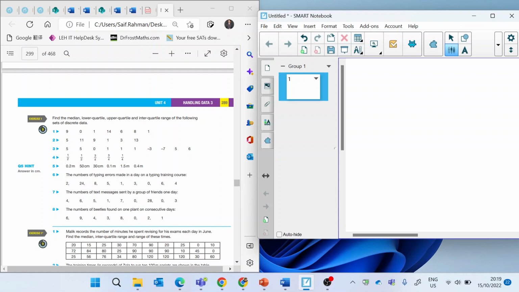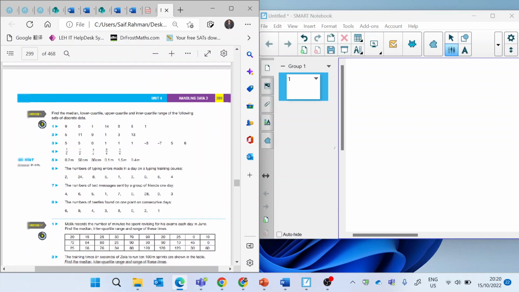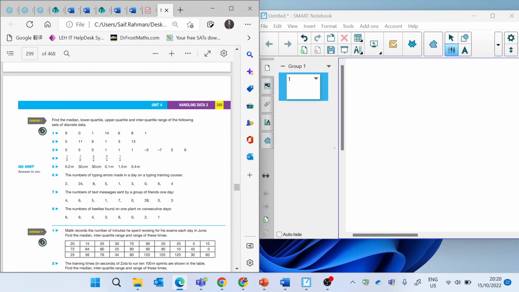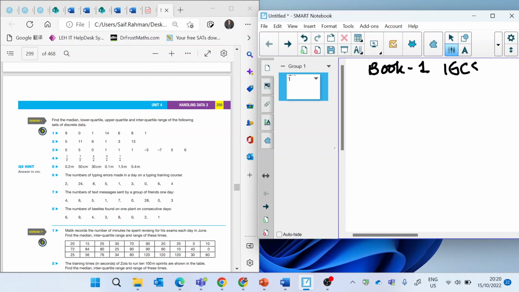We are studying GCSE mathematics today, and this book opened in front of us is the IGCSE book, Book 1 of IGCSE, Pearson Mathematics. You can see the unit is 4, page 289, and exercise 1 is opened in front of us.